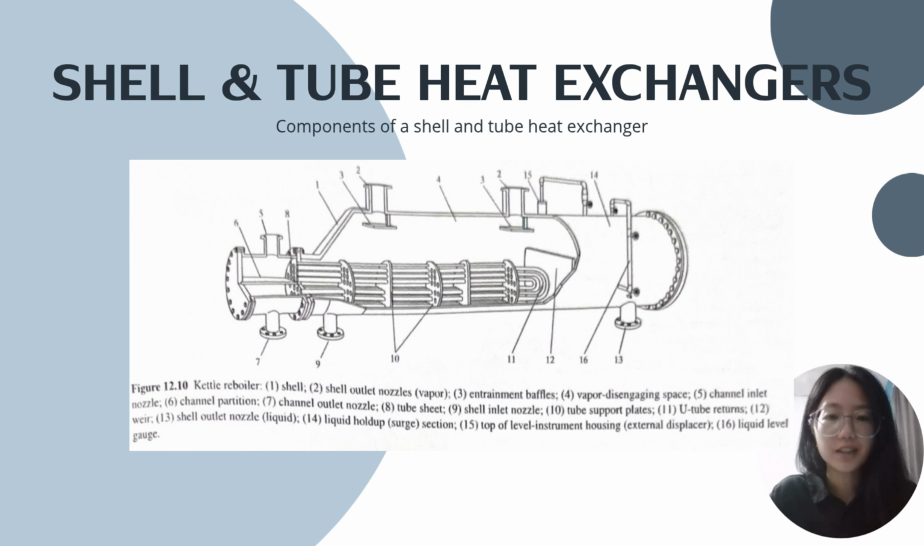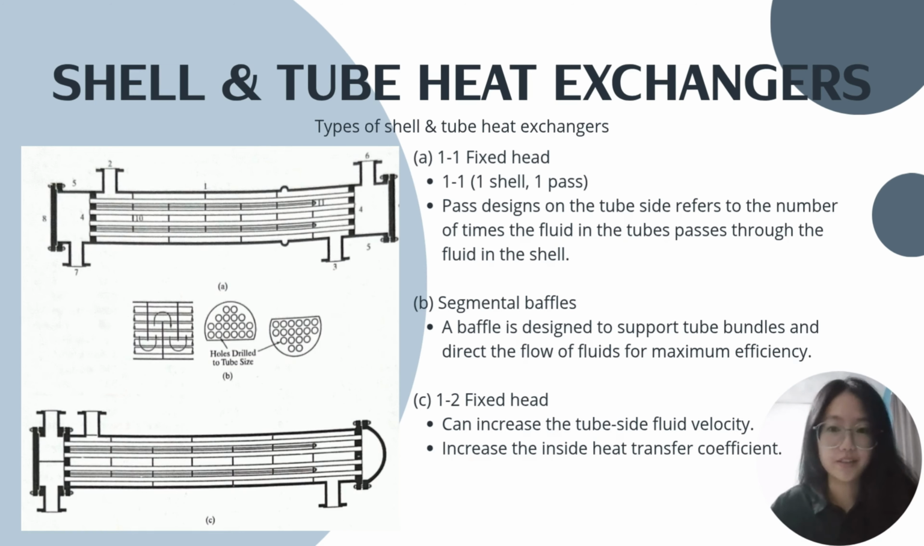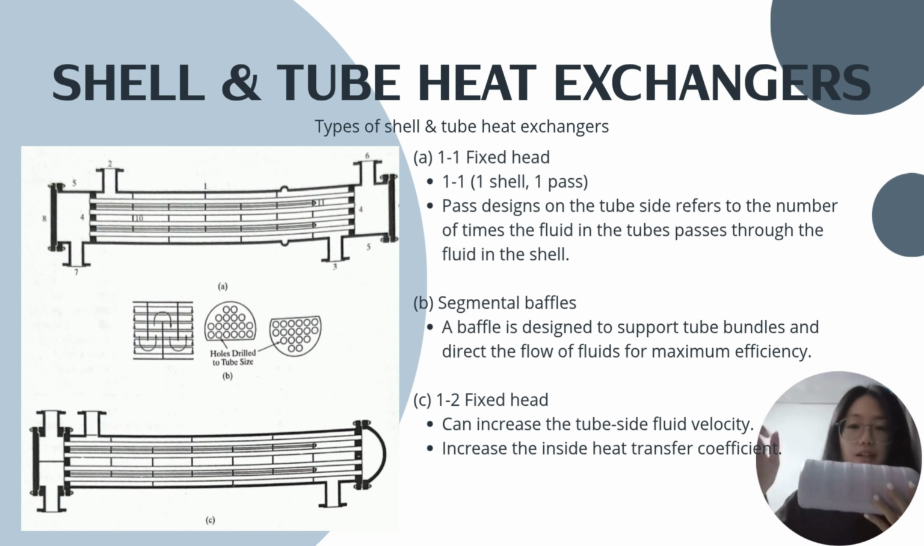Now let's move on to the second type of heat exchanger, which is the shell and tube. There are multiple types of shell and tube heat exchangers. Let's start off with the basic terminology. Shell is the casing for all of the tubes inside the heat exchanger. For instance, let's talk about the 1-2 fixed head heat exchanger. You can see 1, 2, right? So 1 means the shell.